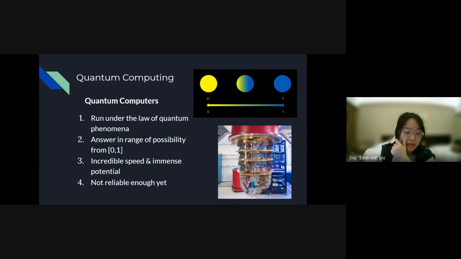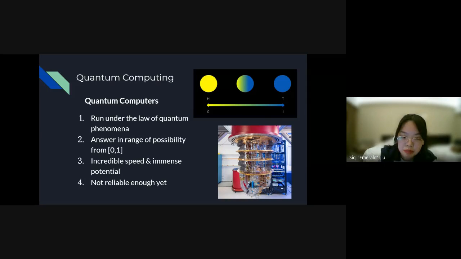Even with all those amazing technologies we have today, there are still many questions that could not be solved simply because of the complexity of the calculations. And this is why quantum computing was introduced. Quantum computing runs under the laws of quantum phenomena.